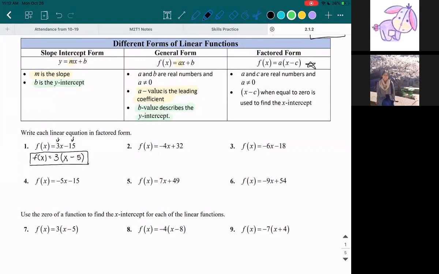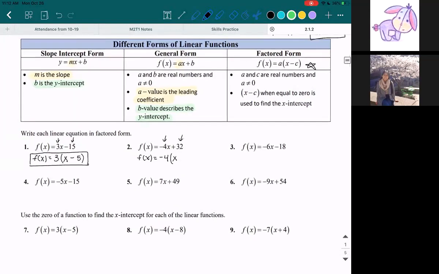Let's try that again. On the second one, we have f of x is equal to, we're going to take this negative 4 and we're going to divide it out of both terms. You divide it out of negative 4x, you're just left with x. And now you also have to do 32 divided by negative 4. Positive 32 divided by negative 4 will give you negative 8. So then our final answer will be f of x is equal to negative 4 times x minus 8.